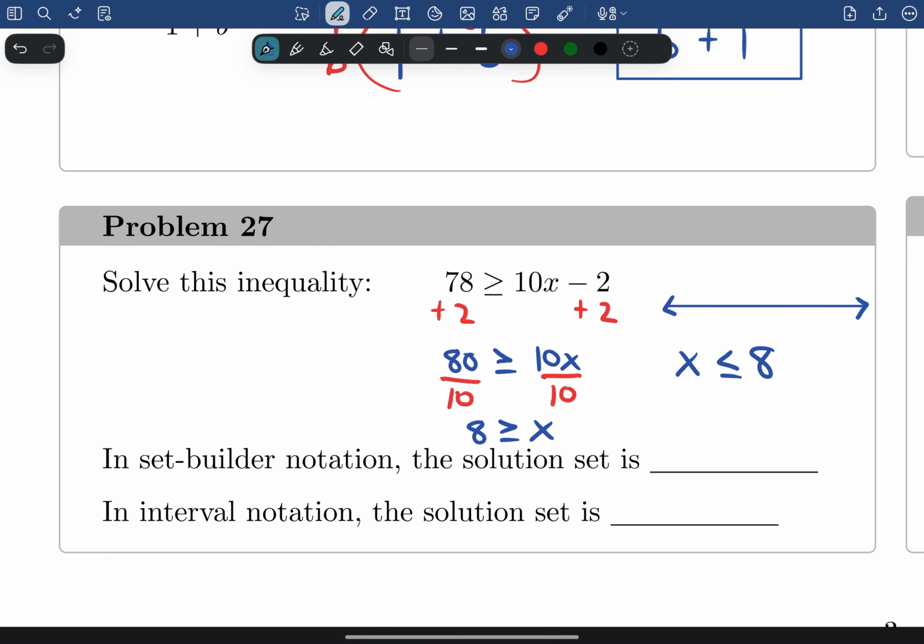So I'm going to help you visualize this on a number line, and I'm going to go to 8 on that number line, and I'm going to put a closed dot because x is less than or equal to 8. If x was less than 8, I'd put an open dot, right? But it's less than or equal to 8. And then I shade everything to the left of 8 because x could be any value that is to the left of 8 on the number line. And this helps me report my answer in interval notation and set builder notation.